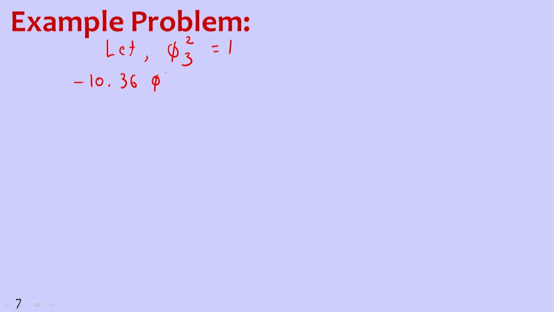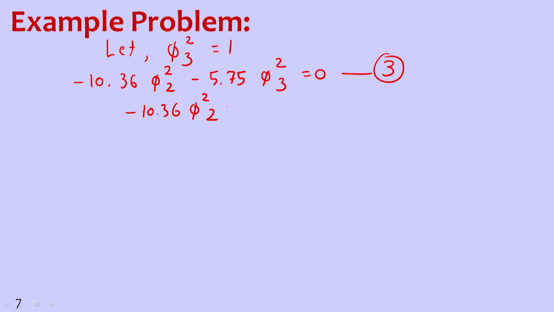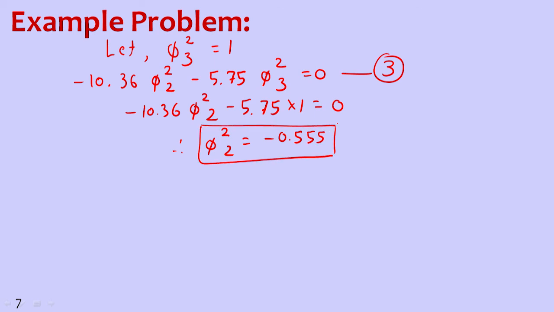10.36 522 minus 5.75 523 is equal to 0. So this is my equation number 3. Now 10.36 522, which is unknown, minus 5.75 times 1 is equal to 0. So 522 is equal to minus 0.555. So here you can observe that though the value is less than 1, it has the negative sign.